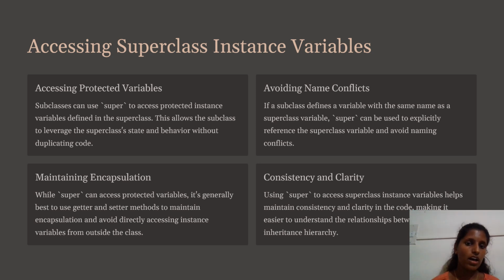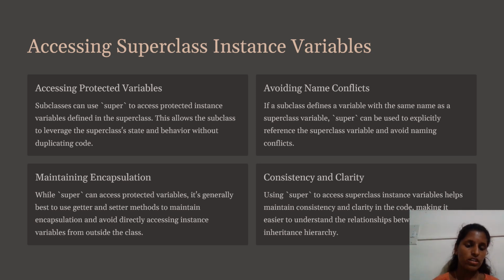This allows the subclasses to leverage the superclass's state and behavior without duplicating code, avoiding name conflicts. If a subclass defines a variable with the same name as a superclass variable, super can be used to explicitly reference the superclass variable and avoid naming conflicts.